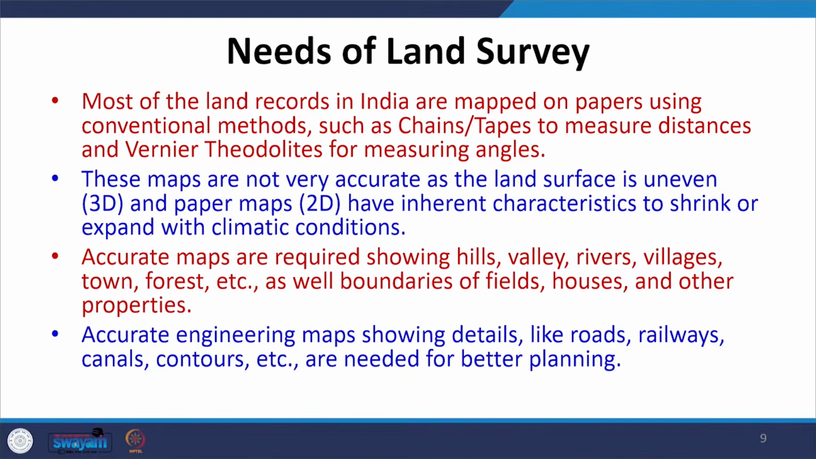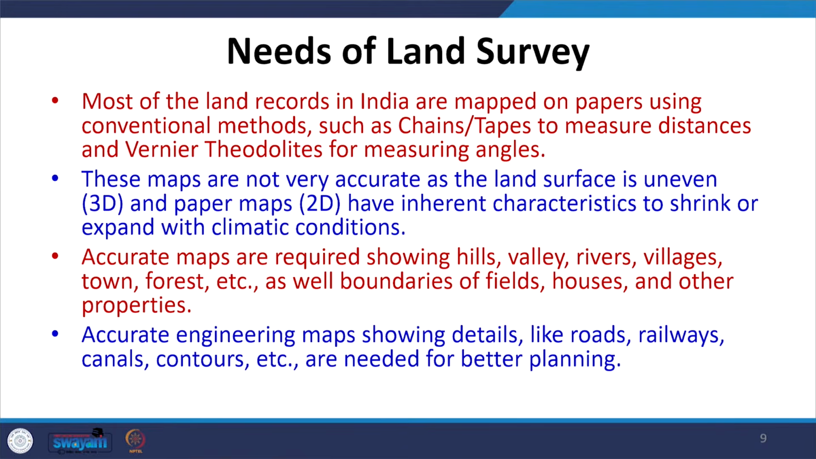So today we are shifting from 2D maps to 3D maps so that we can have visualization of the whole terrain sitting right in the office. If the paper is shrinking or expanding due to climatic conditions, it will affect our 2D paper maps. But 3D digital maps give much more accurate visualization of the land surface, and planning becomes much more perfect.